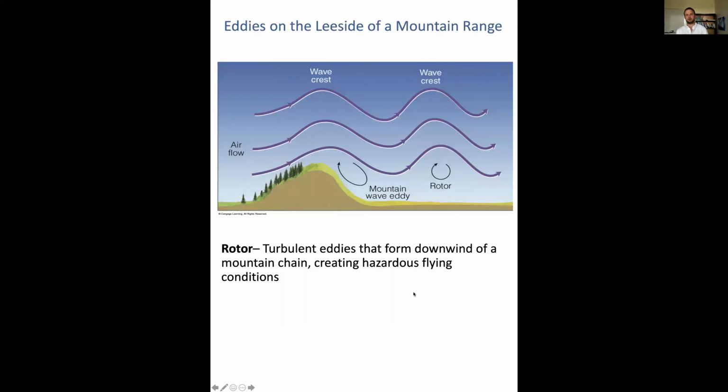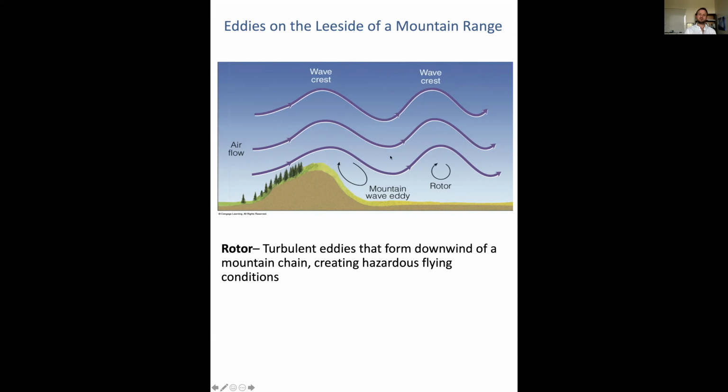There are also eddies that are a little bit larger, and an important one for us living here on the eastern side of the Rocky Mountains are rotors. Rotors are turbulent eddies that form downwind of a mountain chain. So remember, we have the Rocky Mountains and we have typically westerly flow. As the westerly flow approaches the mountains, it needs to lift, and then descend again on the downwind side. That creates waves in the atmospheric flow because of the mountain range.